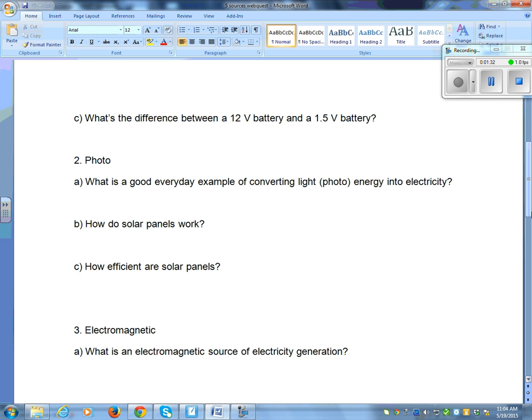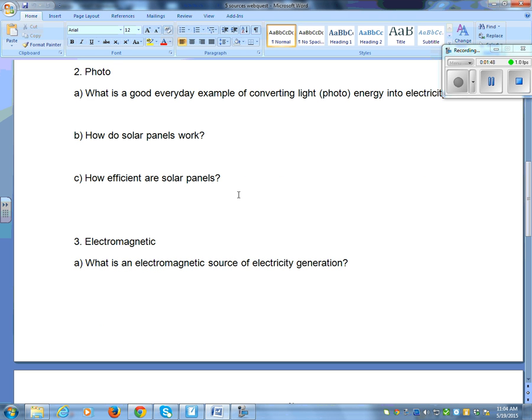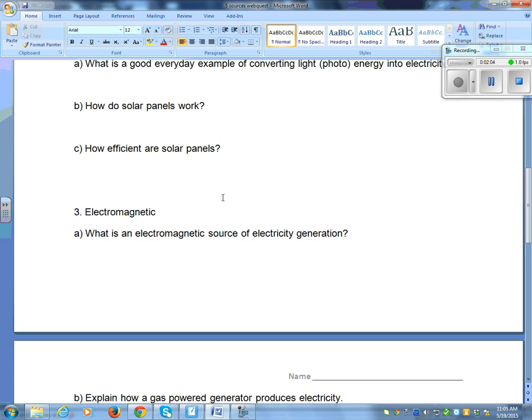It converts sunlight into electricity using the energy of speeding photons to create electric current. Photons, yeah. Okay. How efficient are solar panels? 14%. So really not that efficient. As technology gets better and better, we should be able to use solar panels to generate more electricity for our homes and stuff, right? There's ways you can make them more efficient.